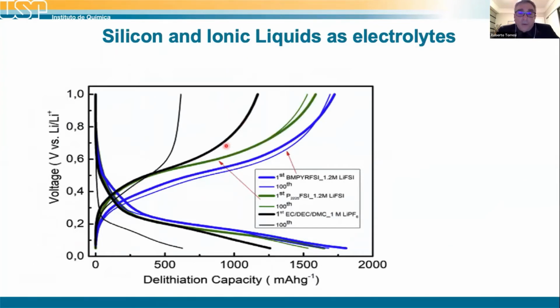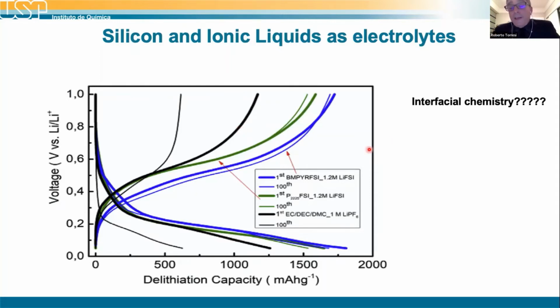This is the charge-discharge curve with the commercial electrolyte, typically for silicon. And you can see here two different ionic liquids. One is a phosphonium ionic liquid, but I want you to see this one, the butyl methyl pyrrolidinium with the FSI anion, and you see that you have a better behavior in this case in the lithiation capacity, and we try to understand why it's better in this case than the case of the commercial electrolyte.